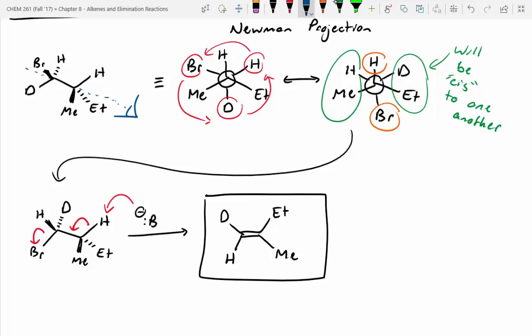How many of you think it's Z? How many of you think it's E? How many of you aren't voting? All right, let's just pick one carbon.